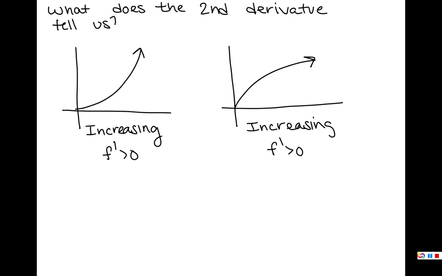And how are they different? Well, the graph on the left has slopes that are getting bigger. It's increasing at an increasing rate. That's kind of like exponential growth, when things are growing at a faster and faster rate. Whereas the graph on the right, it's flattening out. The slopes are actually getting smaller. It's increasing, but we could say it's increasing at a decreasing rate.